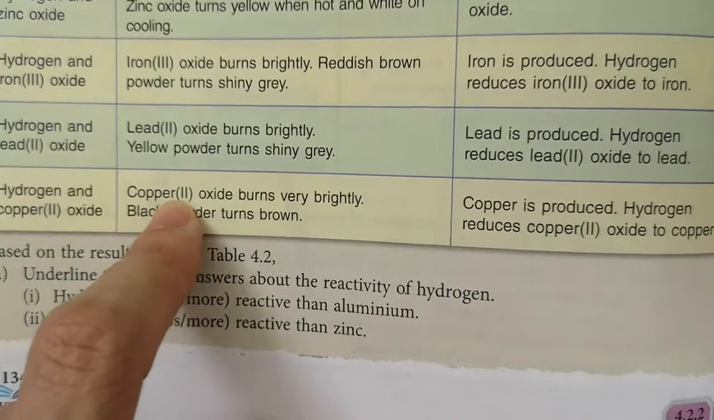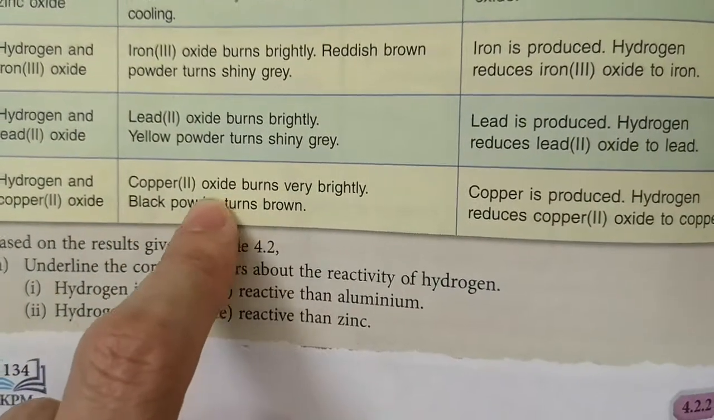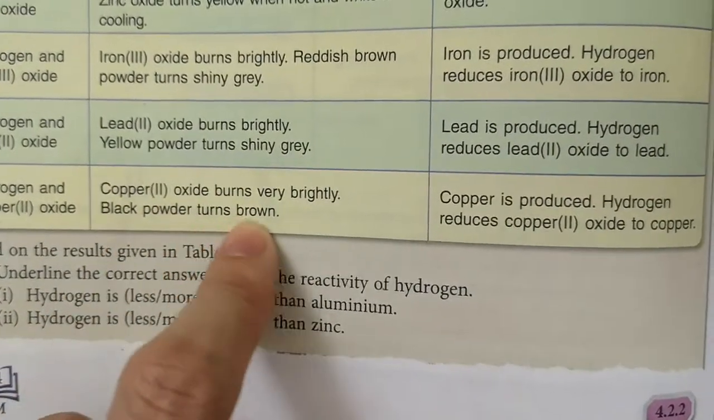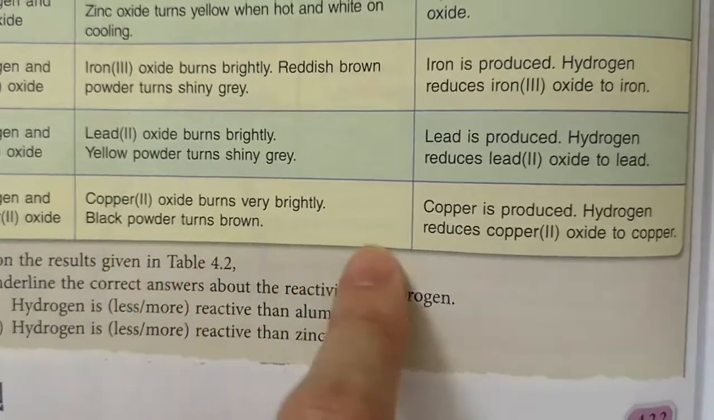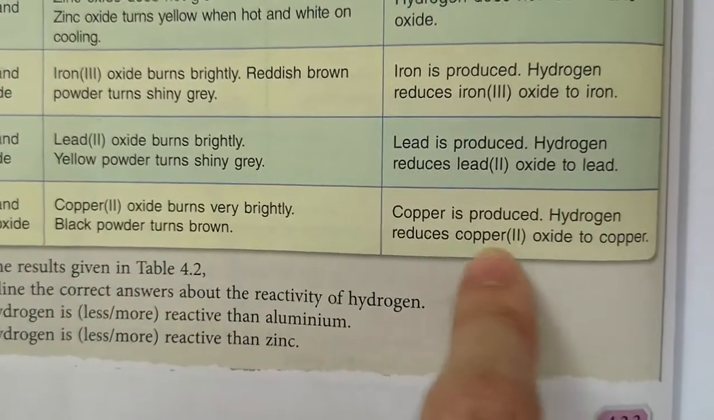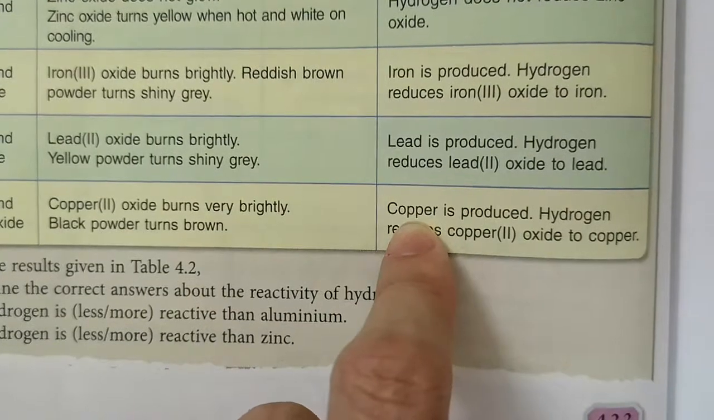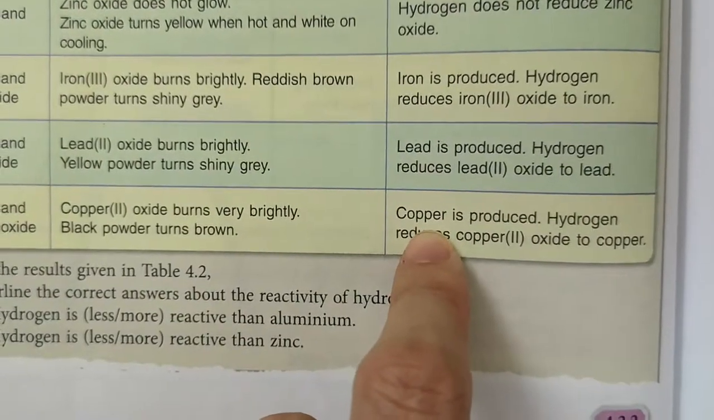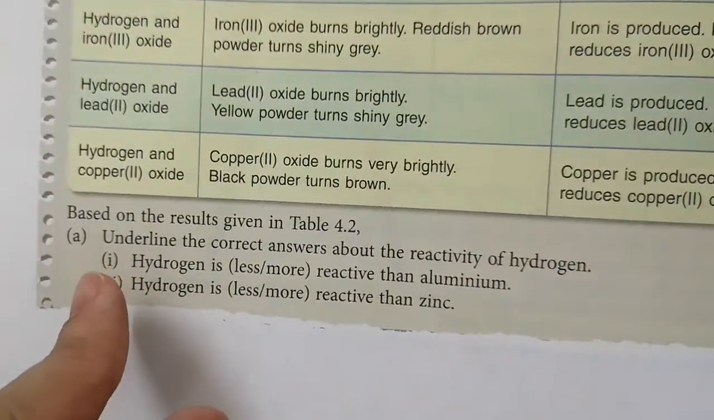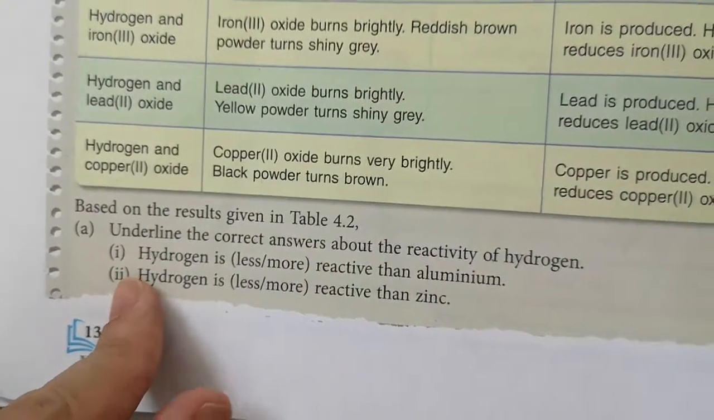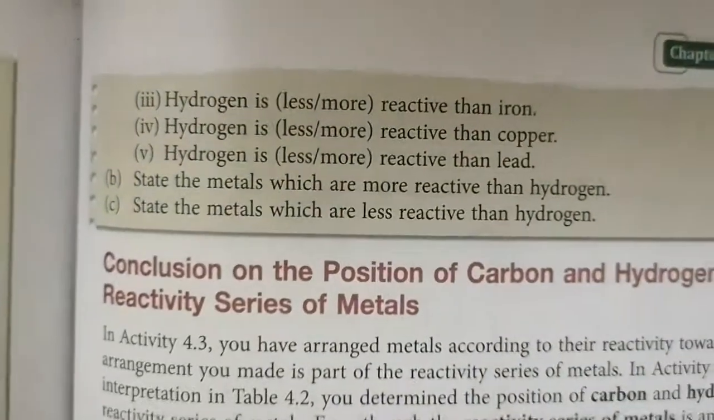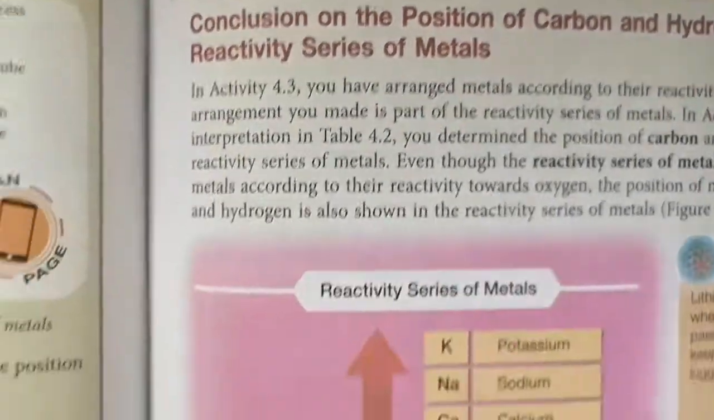This black powder, copper 2 oxide is black in color. This black powder changes to become brown because the black powder, which is copper 2 oxide, becomes copper. And this copper is the brown powder. I leave you to answer these questions on your own. You underline the correct answer. And that's all for today's lesson.